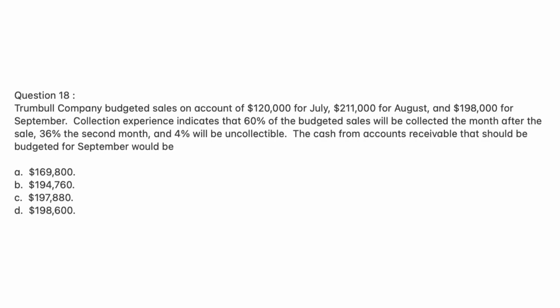Question 18. Trumbull Company budgeted sales on account of $120,000 for July, $211,000 for August, and $198,000 for September. Collection experience indicates that 60% of the budgeted sales will be collected the month after the sale, 36% the second month, and 4% will be uncollectible. The cash from accounts receivable that should be budgeted for September would be A.